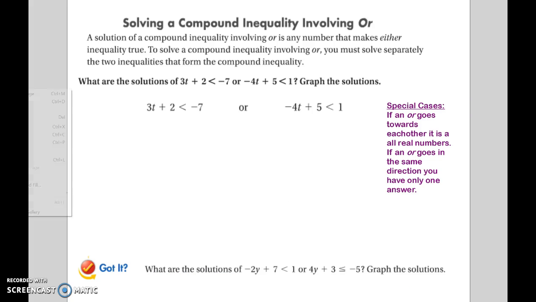Okay, here is an or. So an or is already split. It's not going to be written together, because an and is written together, and an or is not. So we just go ahead and we solve it.